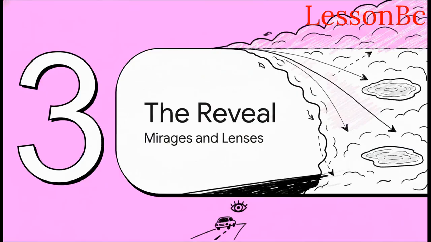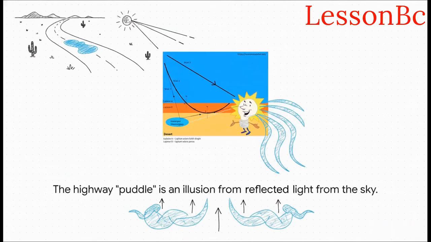Okay, so now we have all the pieces of the puzzle. We understand refraction, the critical angle, and total internal reflection. Let's head back to that disappearing puddle on the highway and finally figure out what's going on. And here it is, the big reveal. That shimmering water you see, it's actually an image of the sky.